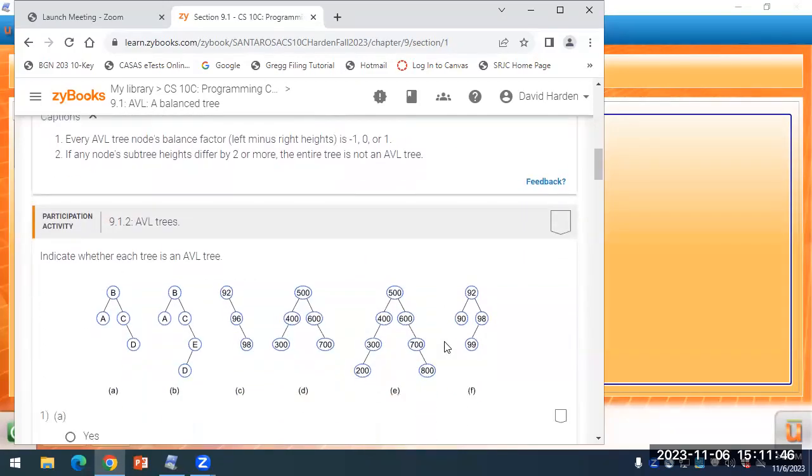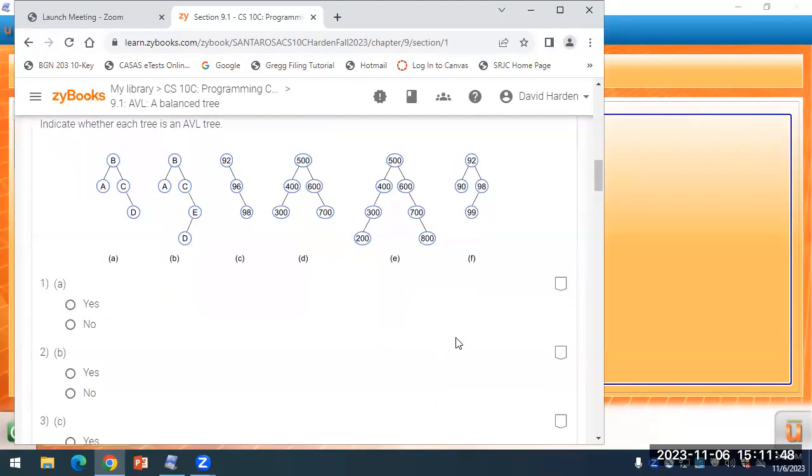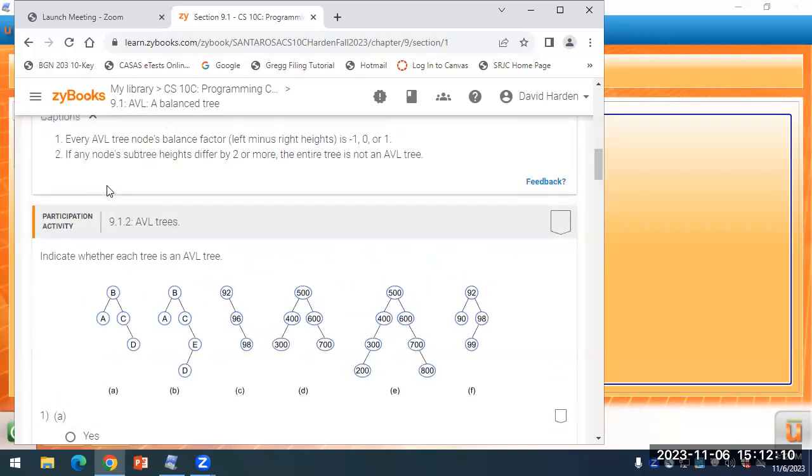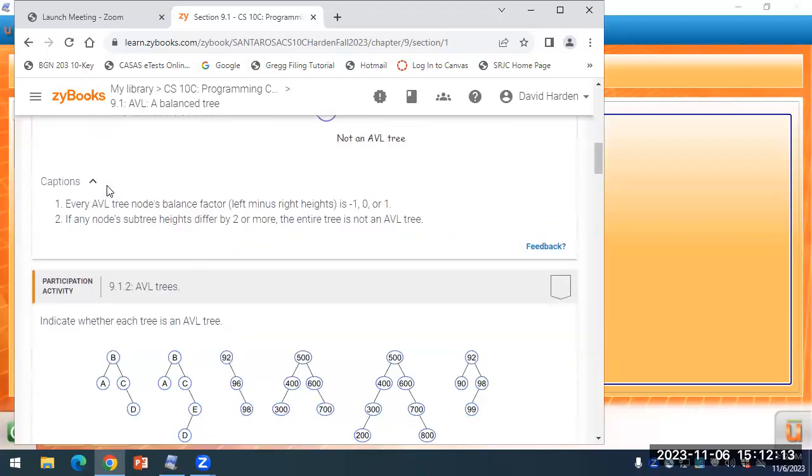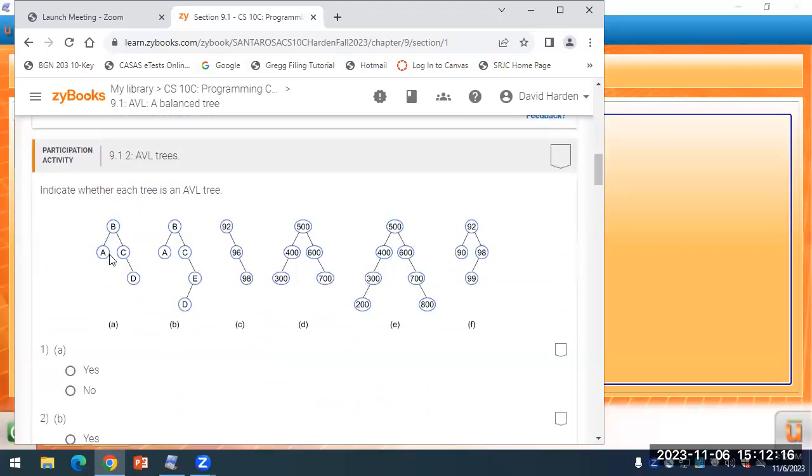Okay, indicate whether each tree is an AVL tree. So I apologize for doing your homework for you, but let's just go through this. A, yeah, looks like it to me. So B is going to have a -1. A is going to be 0. So the balance factor, BF, for B is -1. The balance factor of A is 0. The balance factor of C is -1. The balance factor of D is 0. I think we're good.